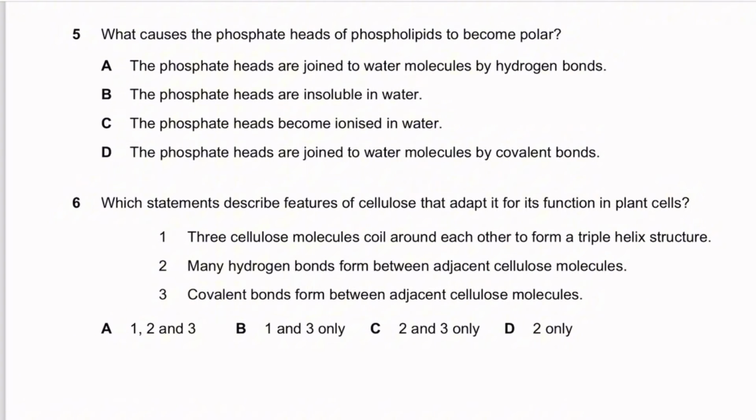Phosphate heads are actually negatively charged, and so they are polar. And the phosphate heads are joined to water molecules by hydrogen bonds. The phosphate heads are insoluble in water. The phosphate heads become ionized in water. This is your answer over here.